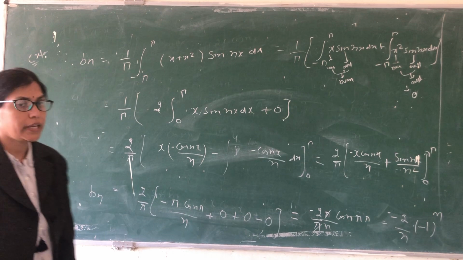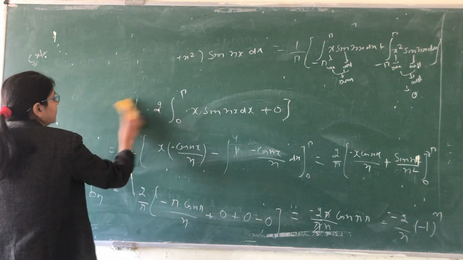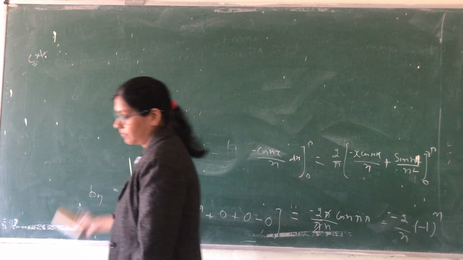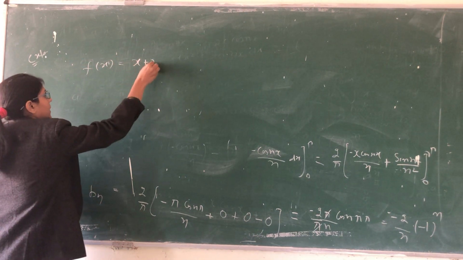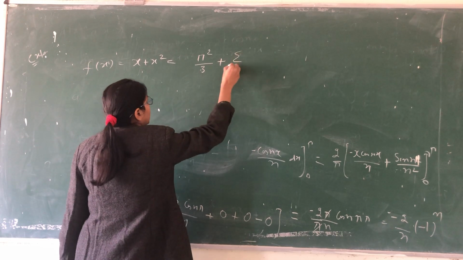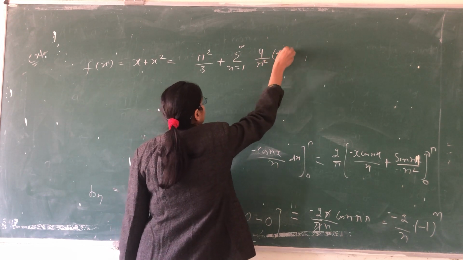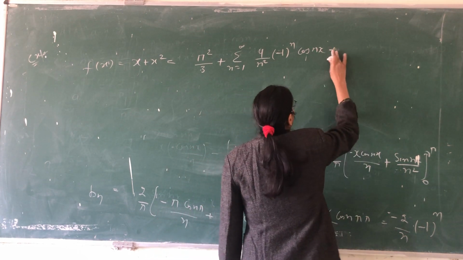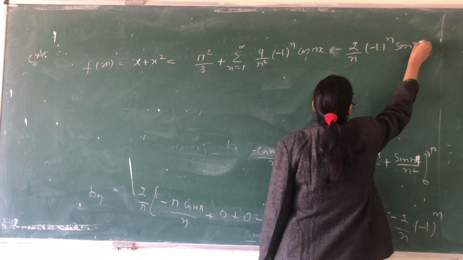Here we have found the values of a0, an and bn. So the function can be written in the form of a Fourier series as f of x, x plus x square, equals a0, which is pi square over 3, plus summation n from 1 to infinity of an and bn, where an is 4 over n square minus 1 raised to the power n cos of nx, plus bn is minus 2 upon n minus 1 raised to the power n sin of nx.